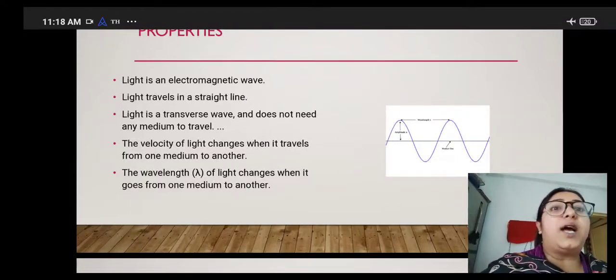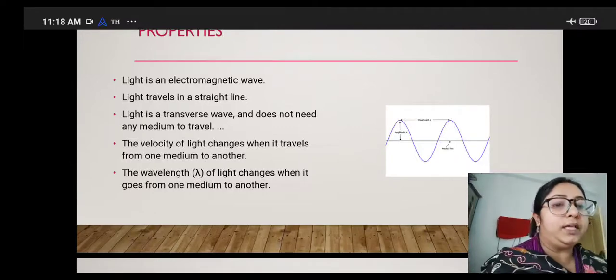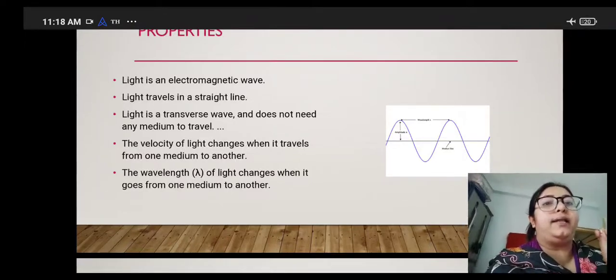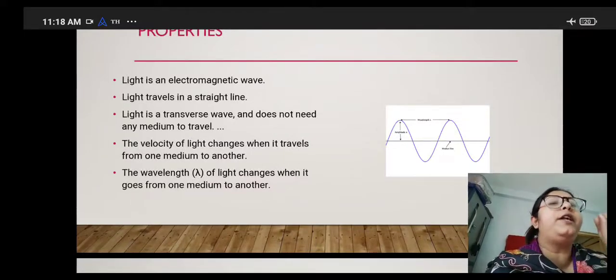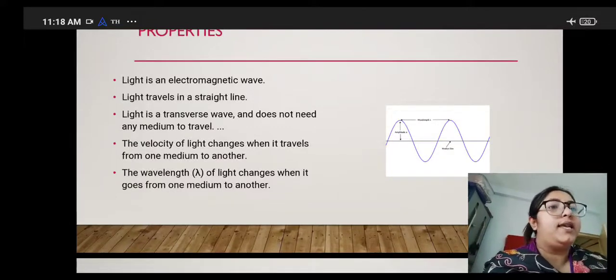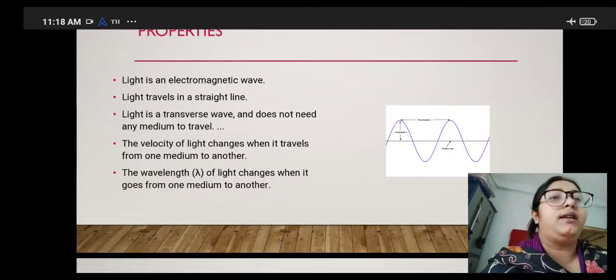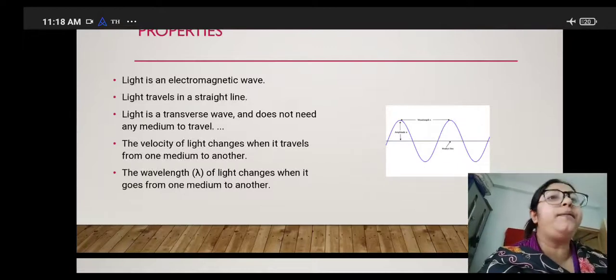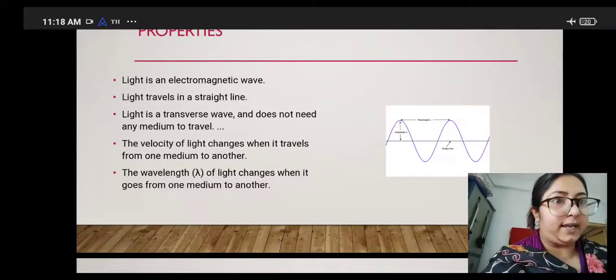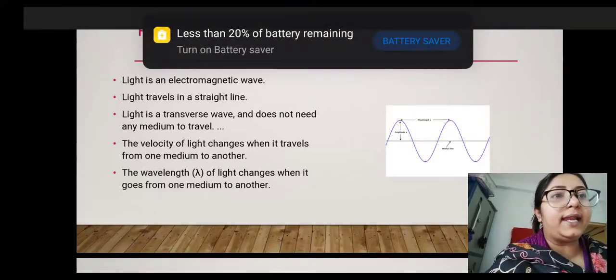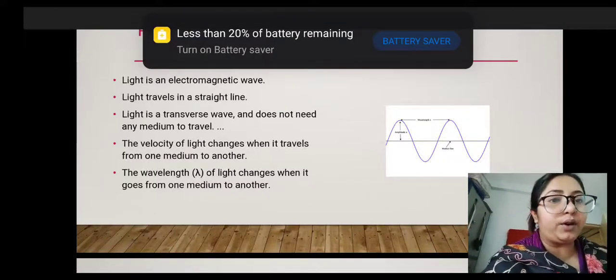Next, light is a transverse wave and does not need any medium to travel. Transverse waves means the particles which comprise light travel perpendicular to the direction of the motion. You can see a wave here. Here the particles are forming a 90-degree angle to the direction of the motion of the light energy. Okay. So similarly, it does not need any medium to travel. Next.